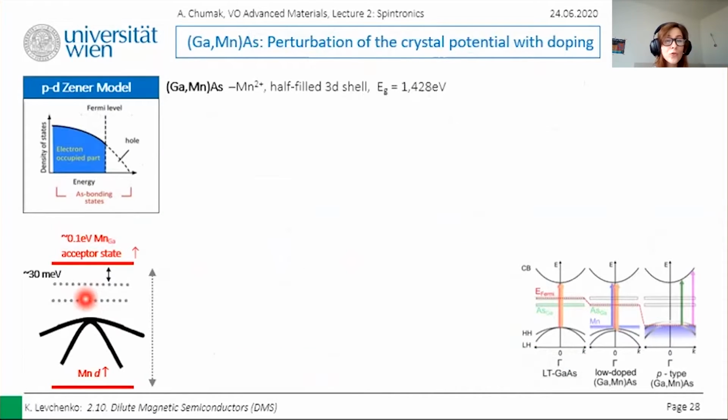To understand what forces and what interactions are at play, let us look at the perturbation of the crystal potential with doping. So if we introduce manganese to our gallium arsenide, this is a valence band.